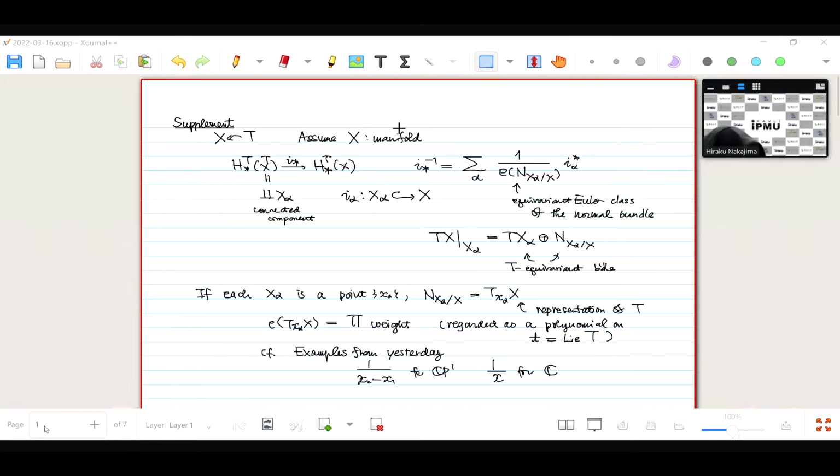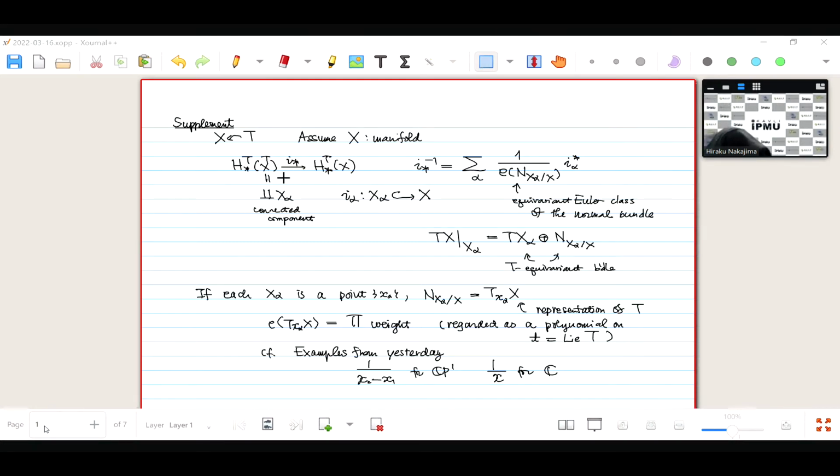We further assume X is a manifold, and the T action is a differentiable action. Then, like yesterday, I consider the homomorphism associated with the inclusion, i star. For simplicity, I only consider the case of the homology group rather than the cohomology group. Then I mentioned that after tensoring with the fractional field of the equivariant cohomology of a point, it becomes an isomorphism.